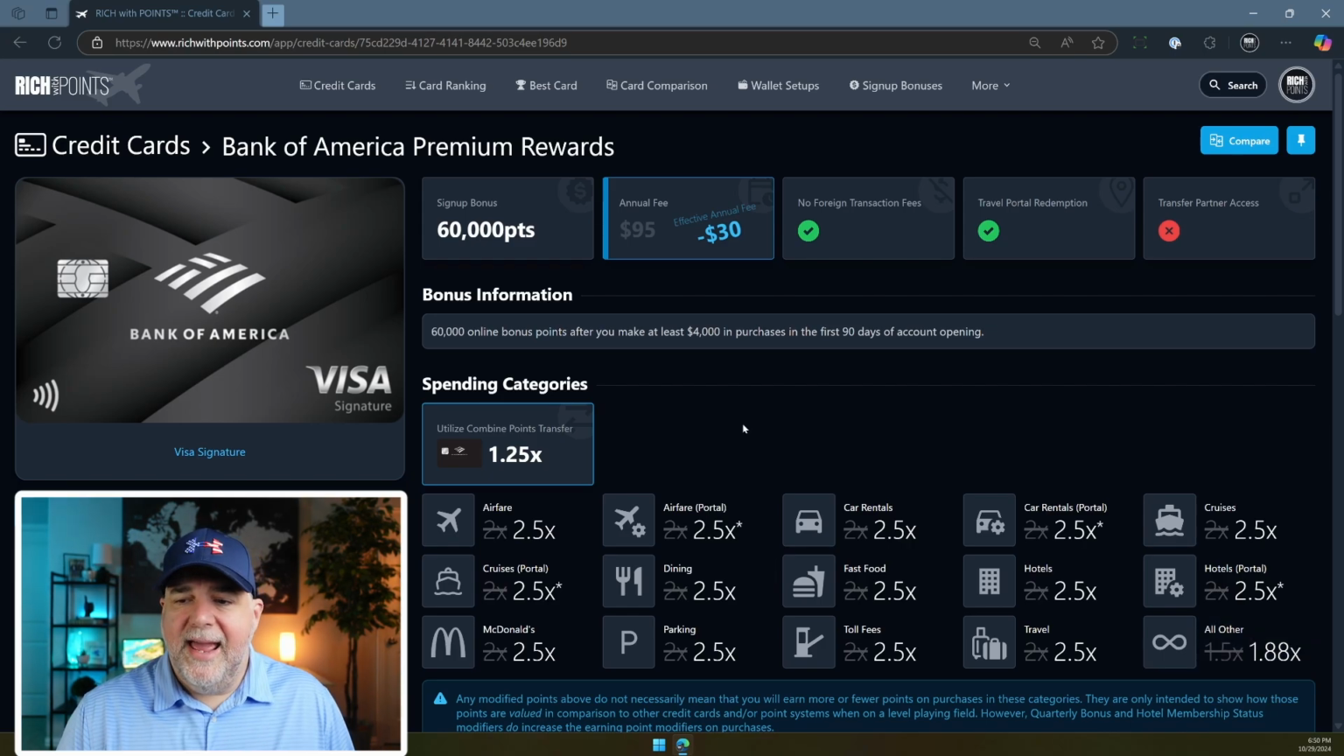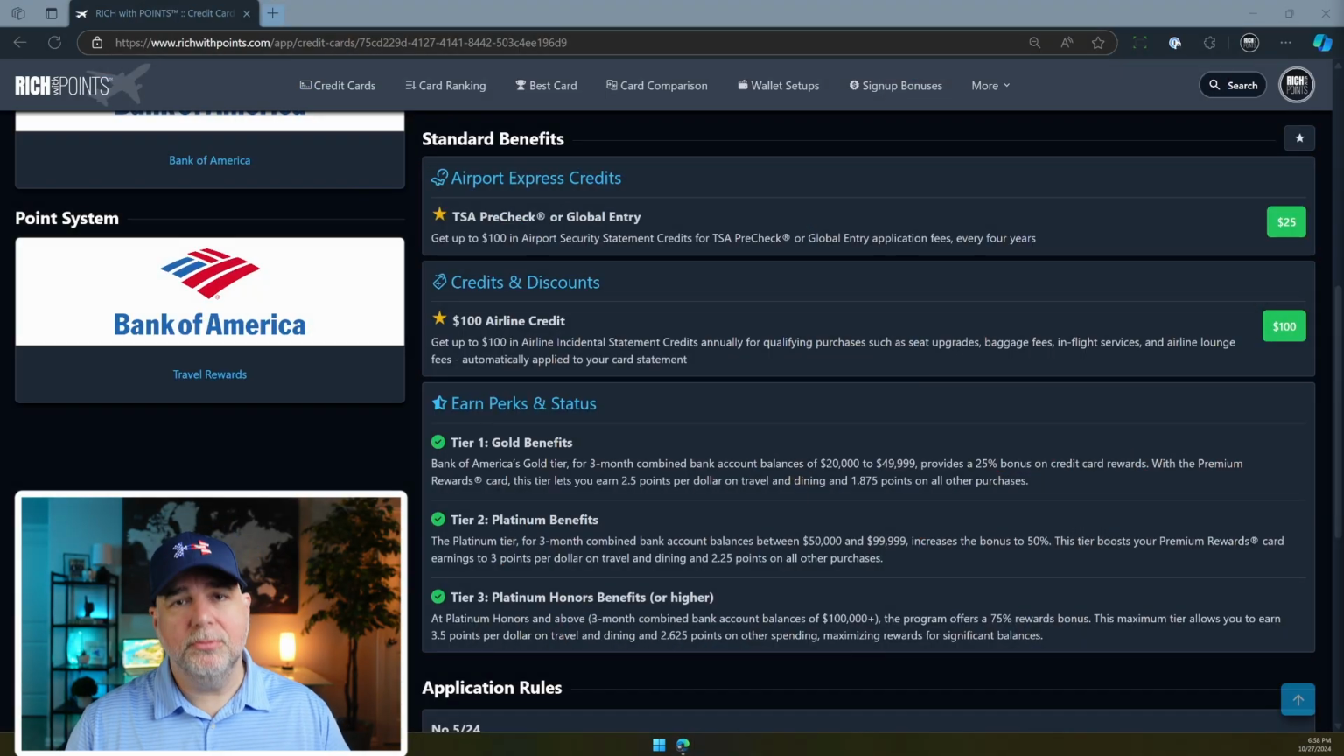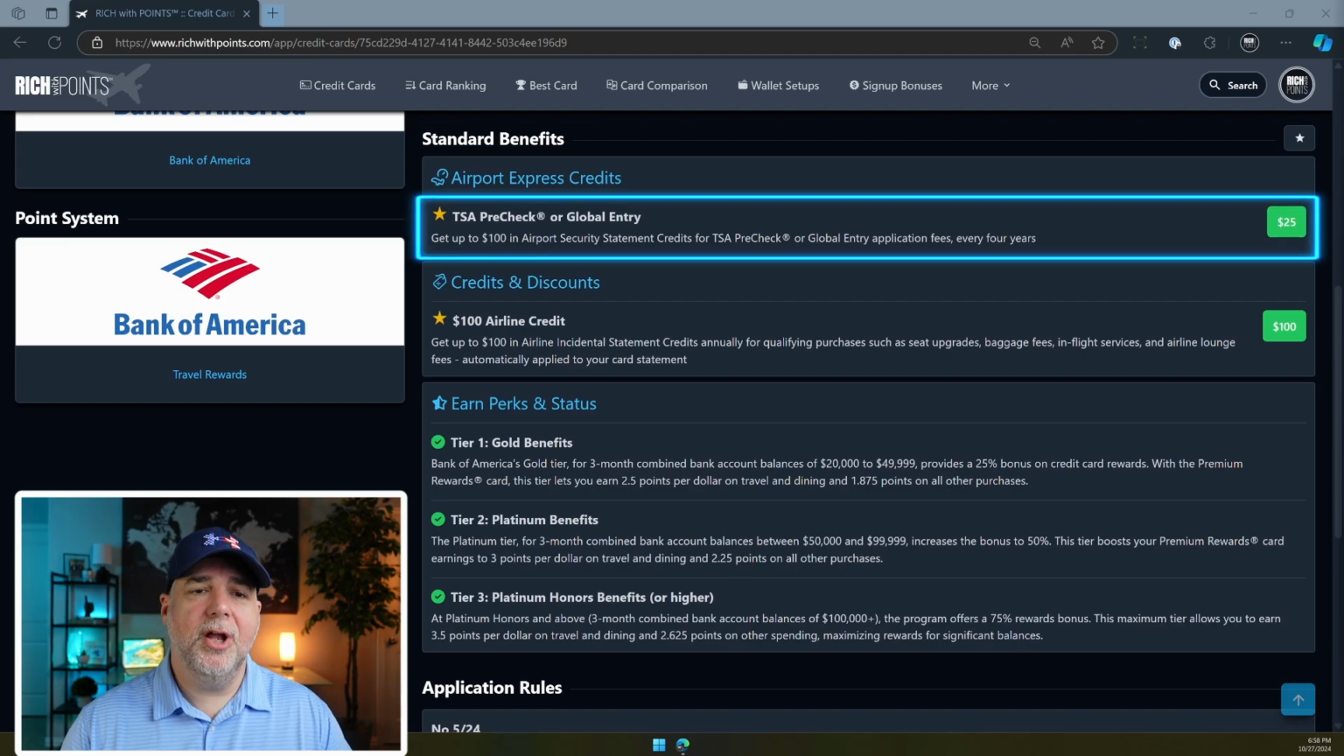Is there a reason? Because they have the exact same categories and you get more for the Elite than you do for the Premium Rewards? Well, we'll do some comparisons here in a minute. For the standard benefits, also, just like the Elite, you get the $100 TSA PreCheck and Global Entry credit. So that's like $25 a year, essentially.